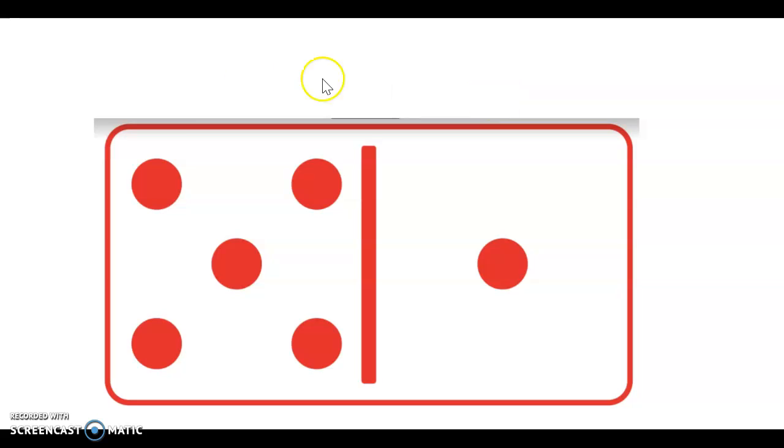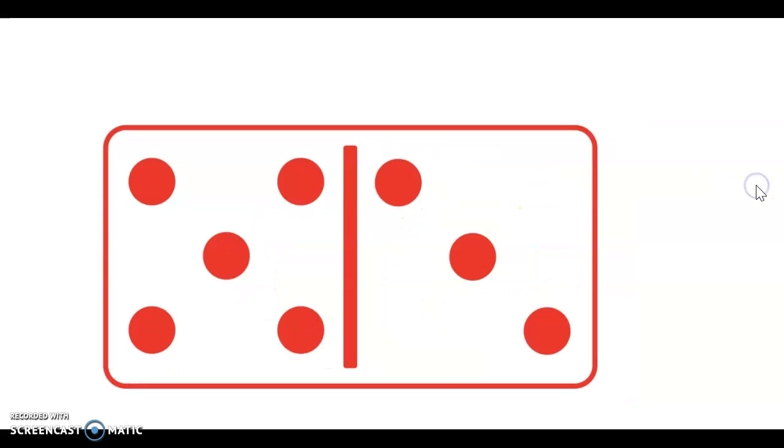All right, let's look at this domino. What is the quantity of the first side? Let's count. 1, 2, 3, 4, 5. So the quantity of the first side is 5. What is the quantity of the last side? 1. Which quantity is greater, 5 or 1? 5. Good job. Remember, the greater or the biggest quantity is always first. The smaller quantity is always last.